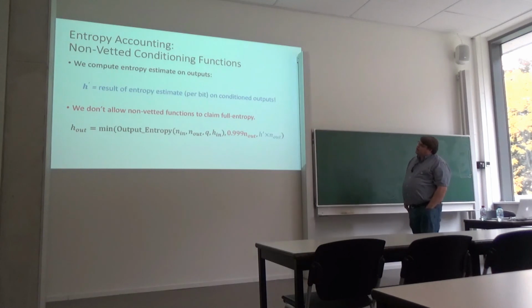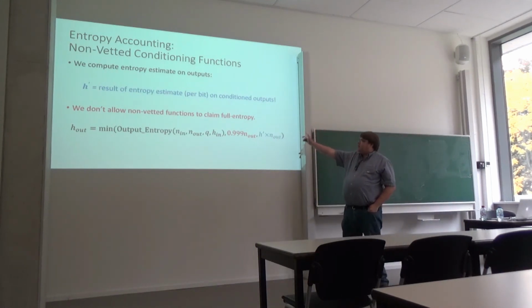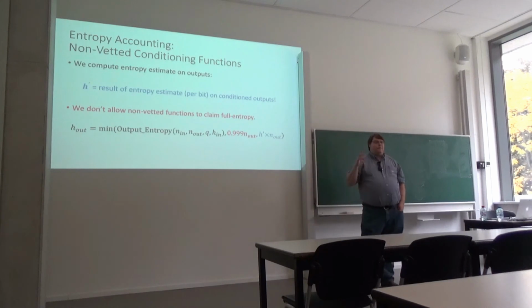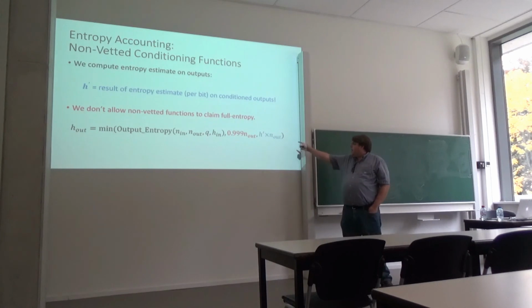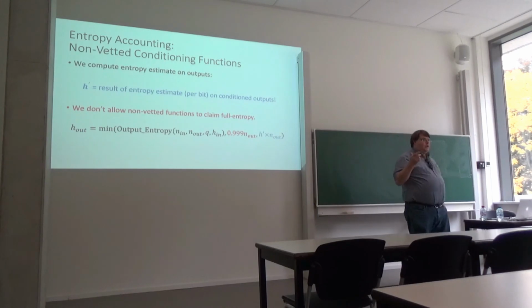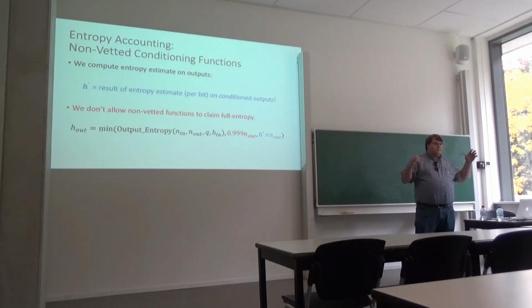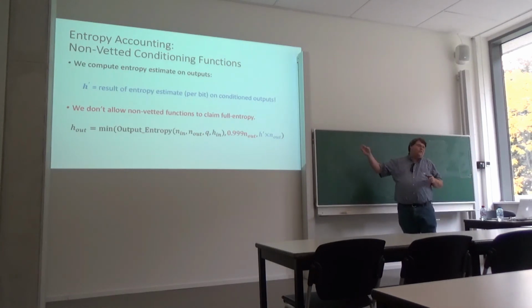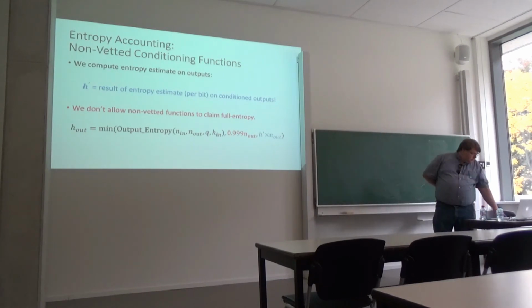For the non-vetted conditioning functions, you basically take the minimum of the output entropy that came out of our formula. This little thing here, this 0.999n, is a limit saying you're not allowed to claim full entropy on non-vetted conditioning functions. That's sort of a policy thing. Maybe it's right, maybe it's wrong, but this is what we decided. And then this thing right here is where we apply the result of the entropy estimate per bit on the conditioned outputs. So if we estimate that you're only getting half a bit of entropy per bit of output, then you'll never be able to claim more than that, right? We test your conditioned outputs, and then we reduce your estimated entropy if the test says it's less than what our formula says.